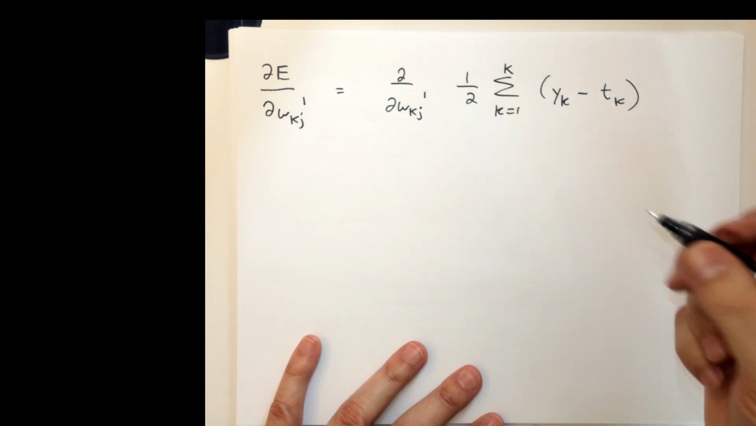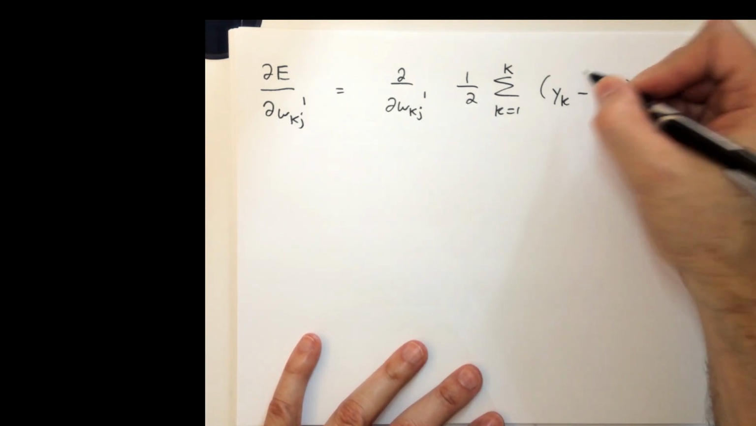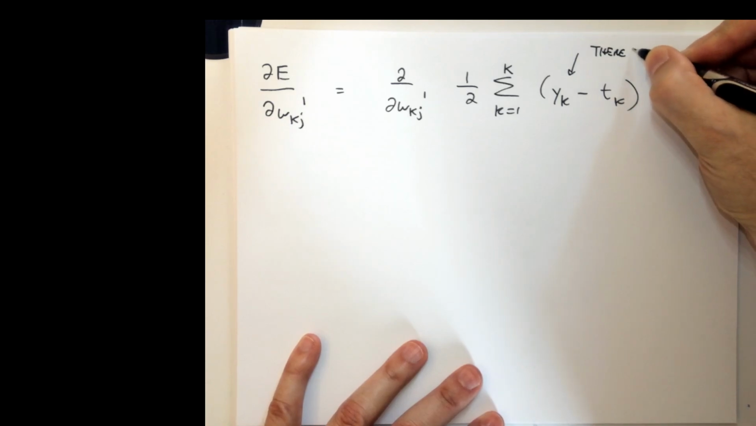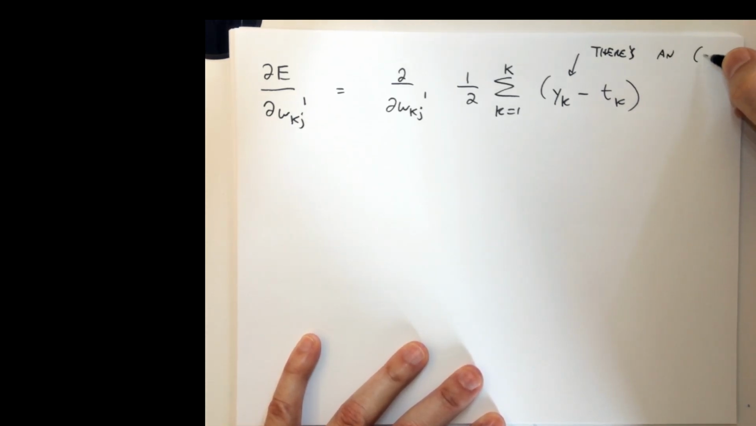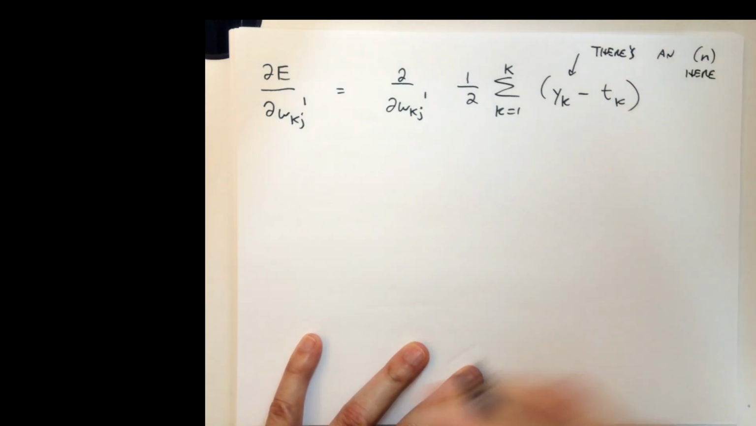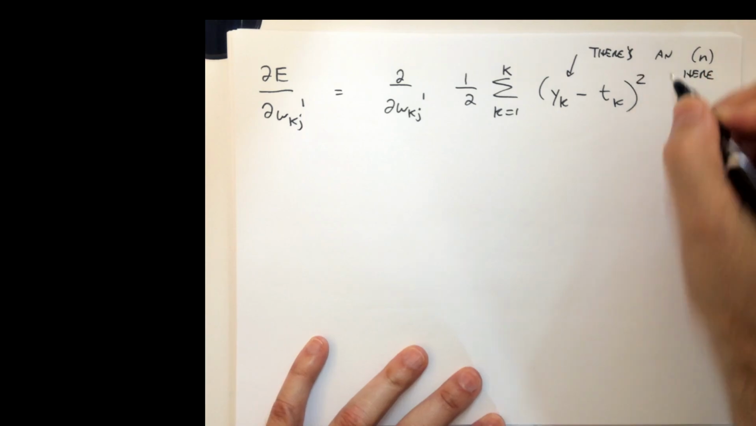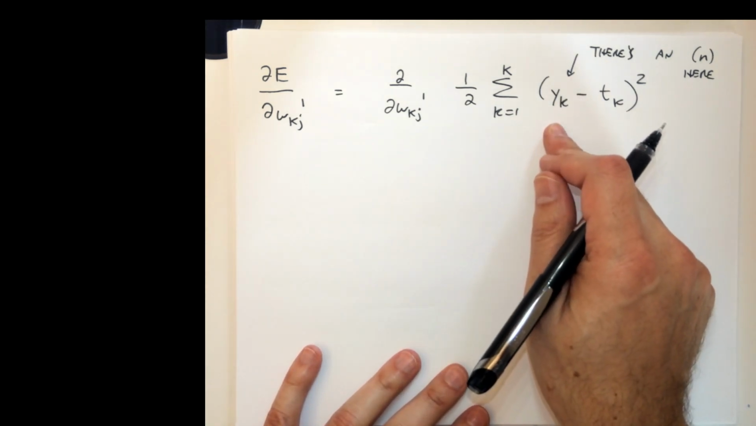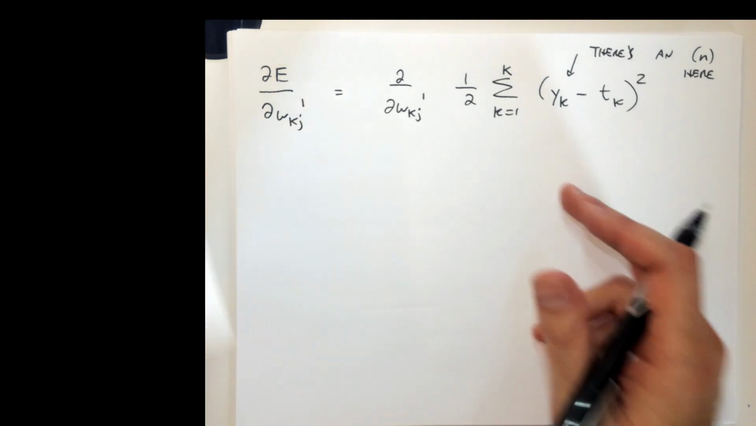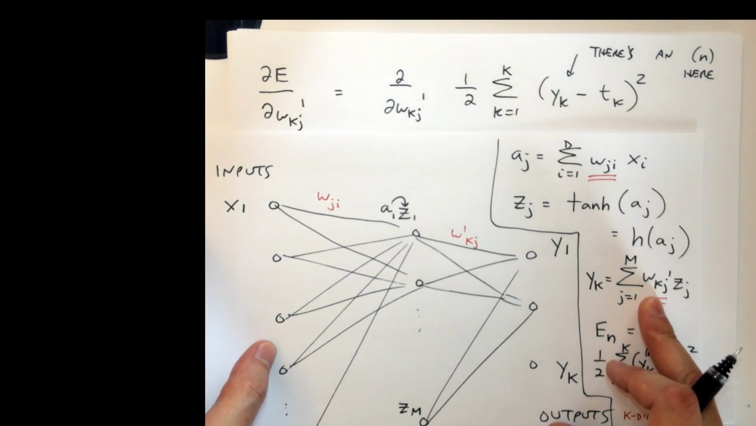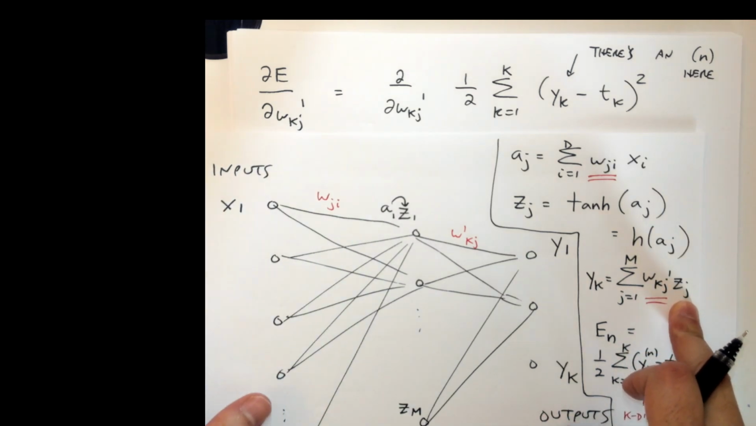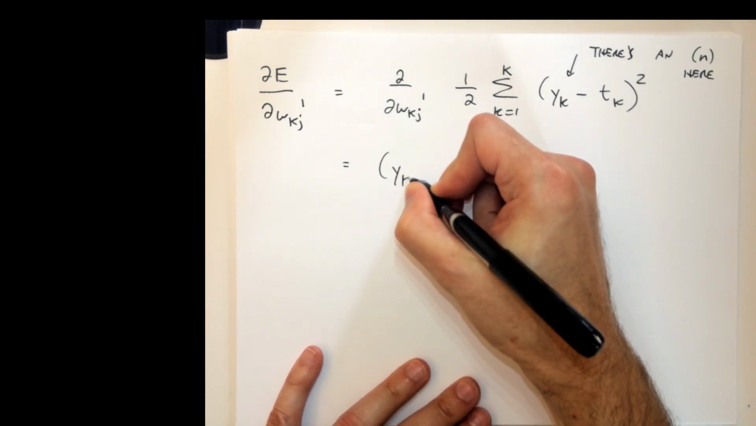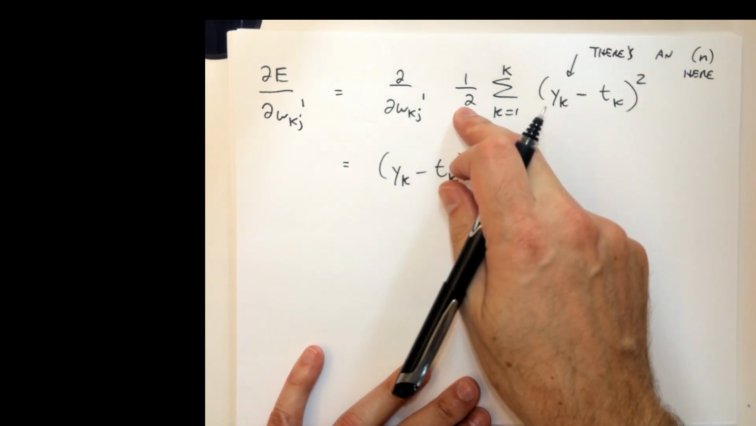And again, this is the nth sample, right? So I'm not going to write the parentheses n here all the time, just to indicate that I'm using this with respect to just the nth sample, okay? And now, what's this derivative? Well, this is not so bad, right? If I refer back to how y is related to the w prime, this is just going to be the z, right? So if I write this down, this is going to be yk minus tk. 2 times this cancels that 1/2 out.